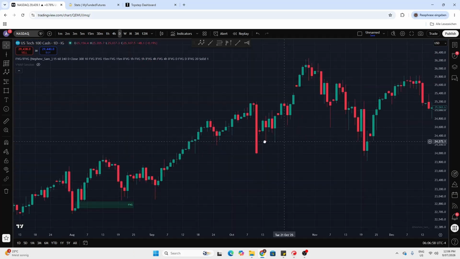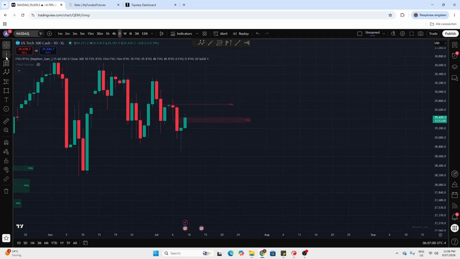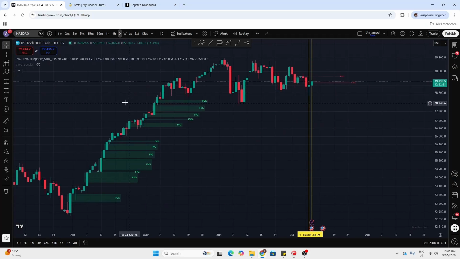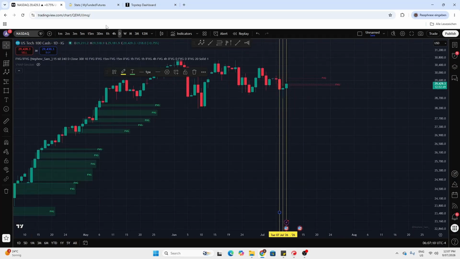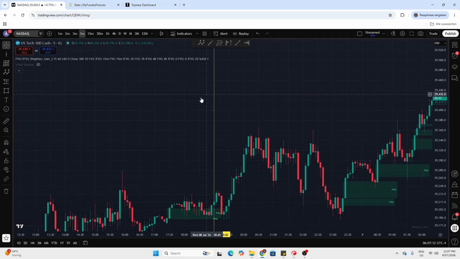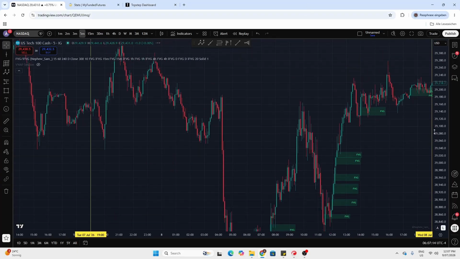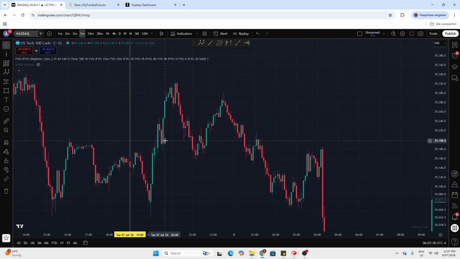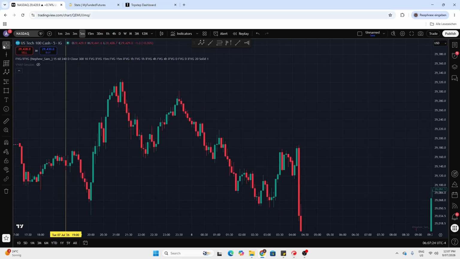And if we look at Tuesday, which is yesterday, as we can see from yesterday's price action, from 10 p.m., basically from 10 p.m. we look for the trend after 10 p.m.